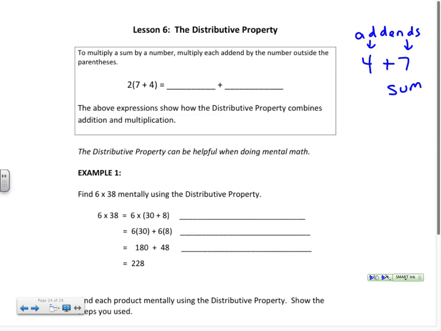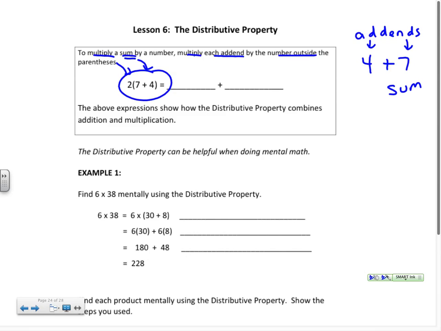So let's look at our problem here: 2 times (7 plus 4) in parentheses. It says to multiply a sum by a number. So our sum in this case is 7 plus 4, and we're going to multiply it by 2. Multiply each addend by the number outside the parentheses. So my addends are 7 and 4, and I want to multiply those addends by the number outside the parentheses.